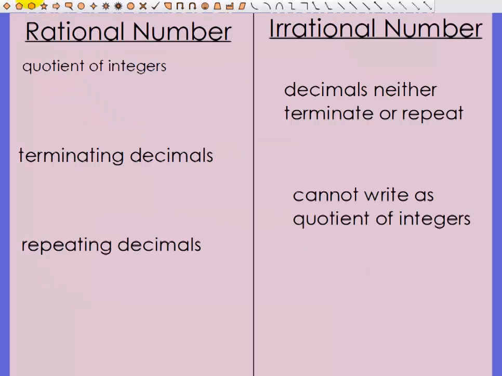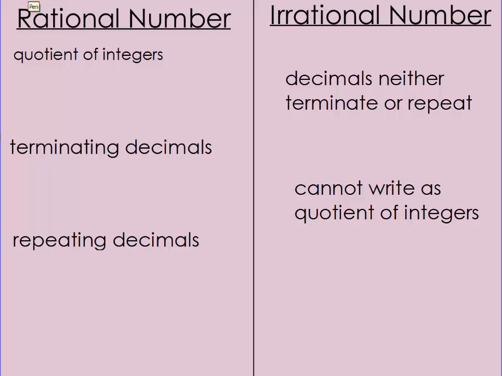Two other words for real numbers: we have rational numbers and irrational numbers, two categories. One thing about rational numbers is that they are the quotient of integers. That's a definition you'll see a lot. What this means is you can write it as a divided by b, where a and b are integers. So a quotient could be 2/5, or it could be -1/9. These are quotients of integers.